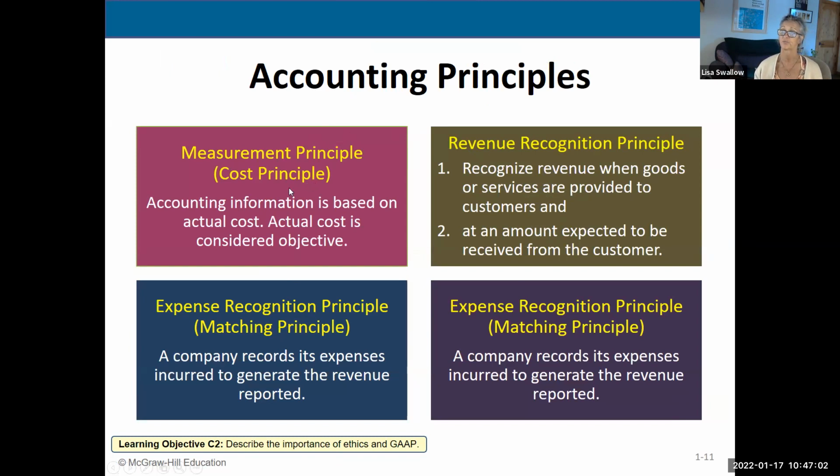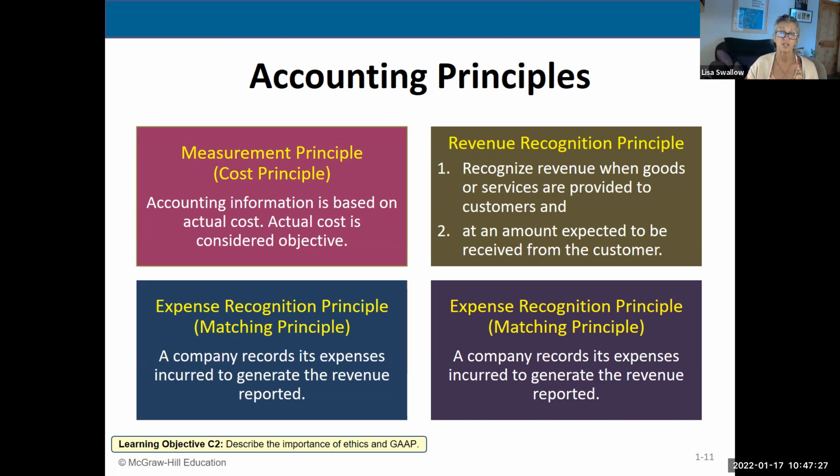Let's start here. GAAP tells us we have to use the cost principle. The easiest way to illustrate the cost principle is if I buy a building for $1 million, I put it on my books at $1 million. And then let's say that there's a lot of upward pressure on real estate in my market. And a couple of years later, the thing's worth $1.2 million.